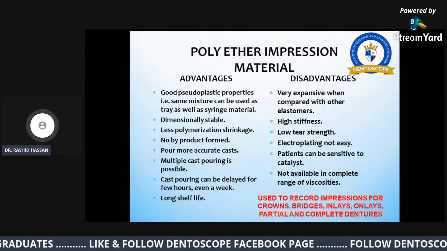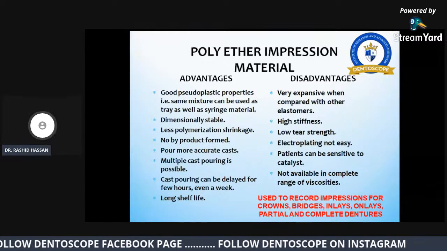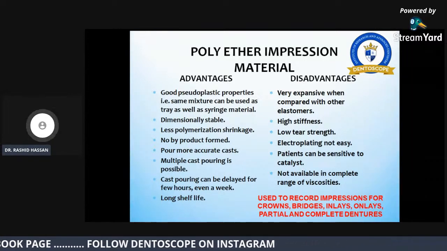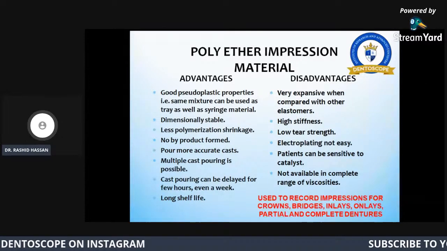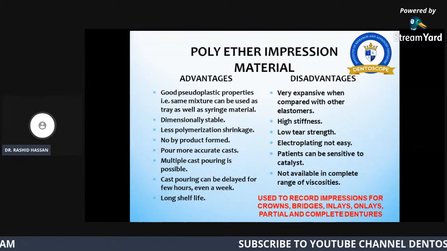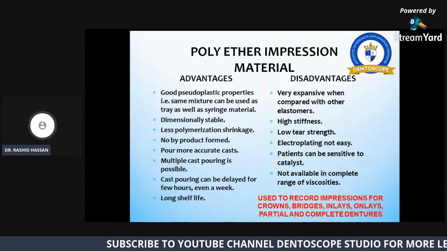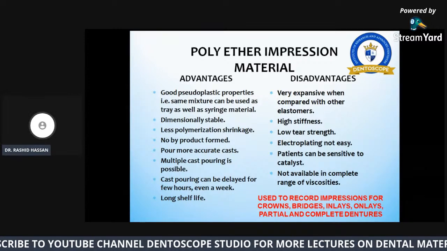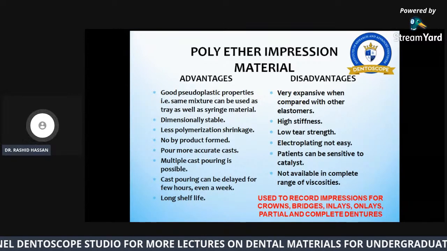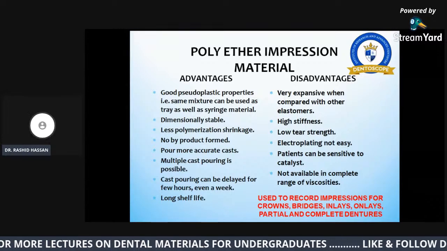Then the cast pouring date can be delayed for a few hours, even for a week. Well, that's the main reason why this material is very, very expensive. This polyether is the most expensive of all the elastomeric impression materials.